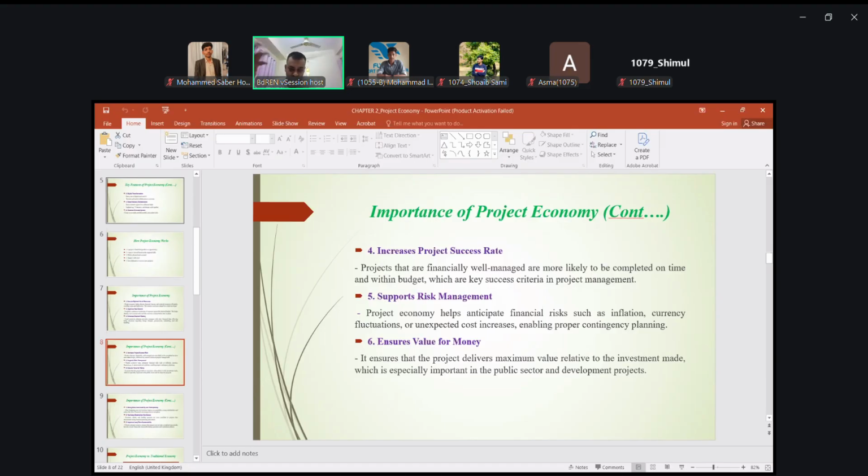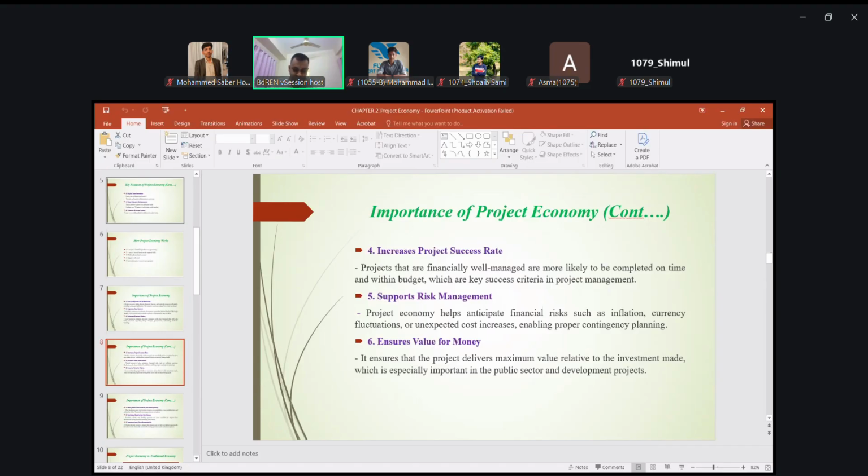Then it supports risk management. Project economy helps anticipate financial risks such as inflation, currency fluctuations, or unexpected cost increases, enabling proper contingency planning. If you properly understand the project economy, that will help you to anticipate financial risk. So what are those risks? The inflation risk, currency fluctuations, that means exchange rate risk, or unexpected cost increases, and that helps project management to make a proper contingency plan. That means if an emergency arises, project economy helps the managers to make a proper plan to handle this kind of financial risk.